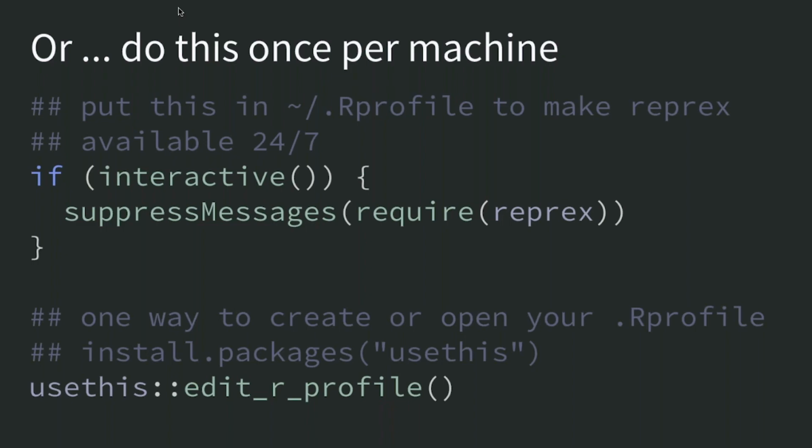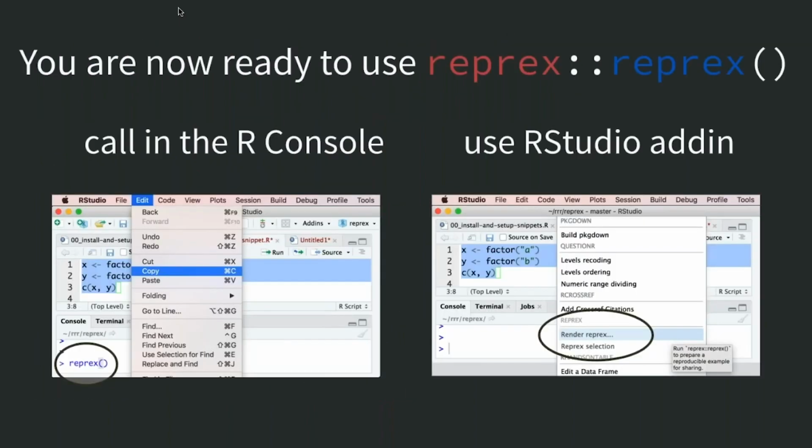And if you have never thought about your .Rprofile file before, there is a function in the usethis package, which you would also have to install, that will create it for you if you don't have it, or if you do have it, it would open it for you for editing in case you wanted to put something like this snippet in there. So once you've done those two things, you've installed it and you've attached it through either the library command or by putting something in your .Rprofile, you are ready to use the reprex function.